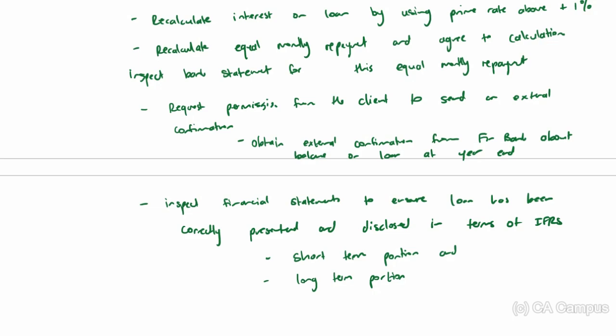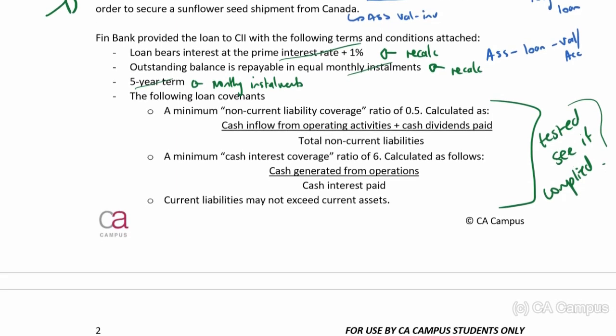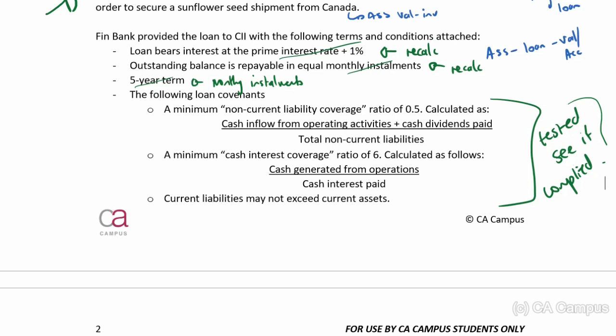Let's go into the scenario. I'm here just to test or make sure that I have done everything I need to. I've tested the 20 million. I've tested the interest rates and recalculated it. I've recalculated those equal monthly installments. I've tested the term in the contract. Ooh, what I have not done is tested these loan covenants. These were specific to the contract.